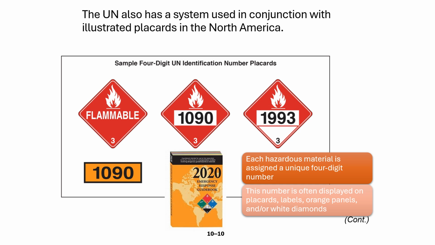UN Commodity Identification Numbers is a system of 4-digit identification numbers used in conjunction with illustrated placards in North America. Each hazardous material is assigned a unique 4-digit number. The number is often displayed on placards, labels, orange panels, and or white diamonds for materials being transported in cargo tanks, portable tanks, tank cars, or other containers and packages.